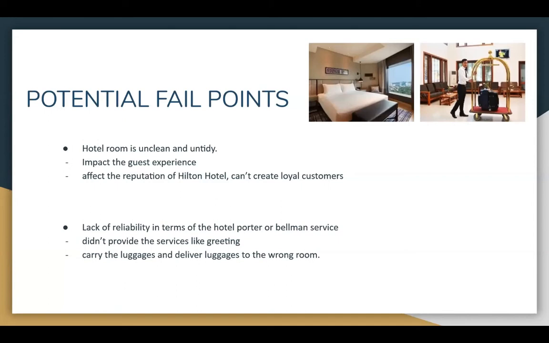The second issue will be the luggage delivery service might have mistakes where they send the luggage to the wrong room, and this usually happens during peak season. To continue the presentation, I will pass it to Wai Hong. Thank you.